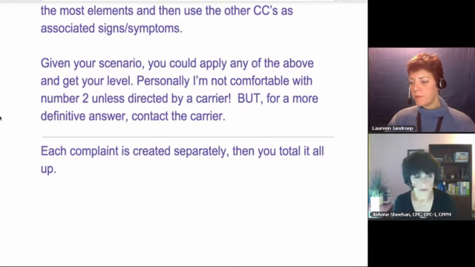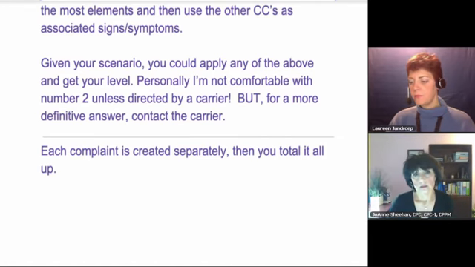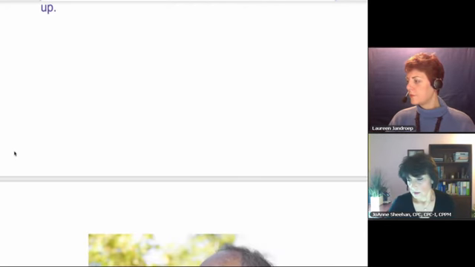There's also been one that's probably more related to your question, and that would be where you pick the chief complaint with the most elements, not the one that does the best for the physician, the most elements. But you still get to use those other chief complaints as associated signs and symptoms. So you'd get an extra point for doing that, and maybe that would give you the 4 that you need.